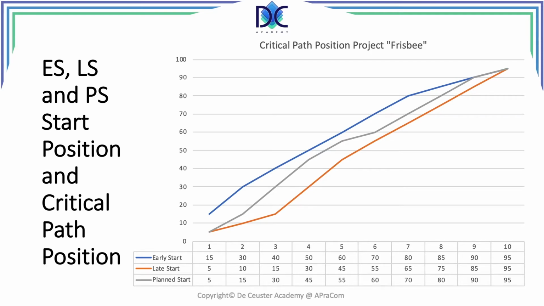We see that the curve is somewhere in between the blue and the orange curve. We call this the critical path position of the project, and we see that we have, let's say, enough flexibility to continue with the project. Remember that the gray curve being closer to the blue curve means that we have more flexibility, and the more the gray curve goes to the orange curve, the less flexibility we have.